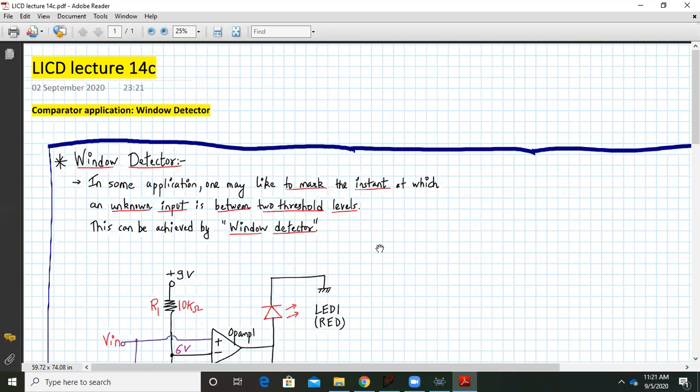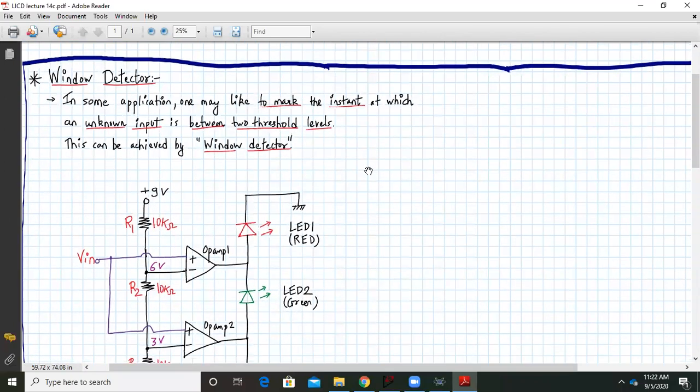Today we are going to discuss another comparator application, that is voltage detector. So what is a voltage detector? In some applications, one may like to mark the instant at which an unknown input is between two threshold voltage levels. So this can be achieved by a simple window detector.